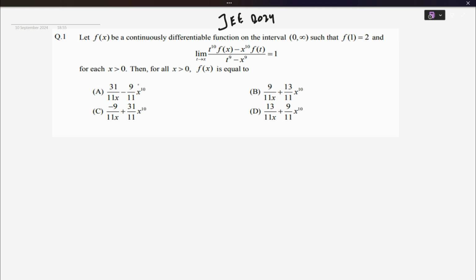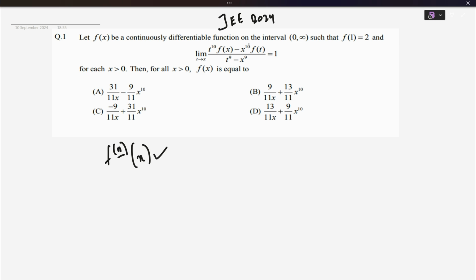And here you can see. Let us read the problem once first. Let f of x be a continuously differentiable function. When we say continuously differentiable, it means that the function can be differentiated and all higher derivatives of this function exist. So basically, if you choose a positive integer n, then the derivative of f of x taken n times will also exist. That is what continuously differentiable means.